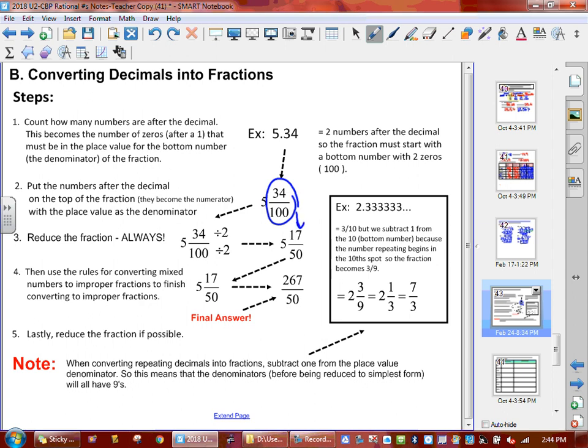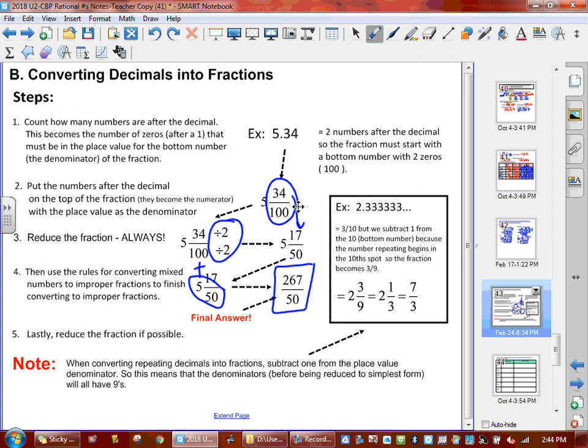Then we turn it to an improper fraction. So we multiply and add the top. Bottom number stays the same. So that's what we get for a final answer. If you've got a repeating number, you put the number over a 9 if it's only one decimal that's repeating.